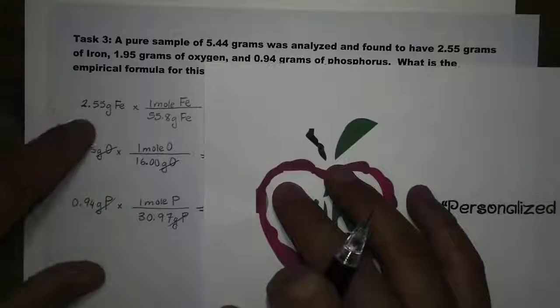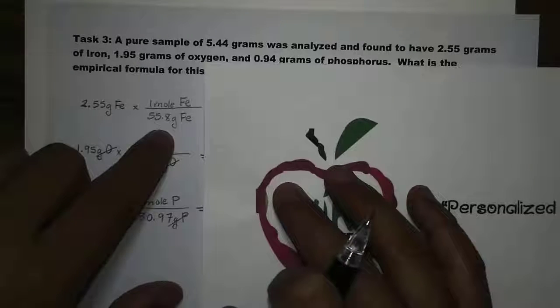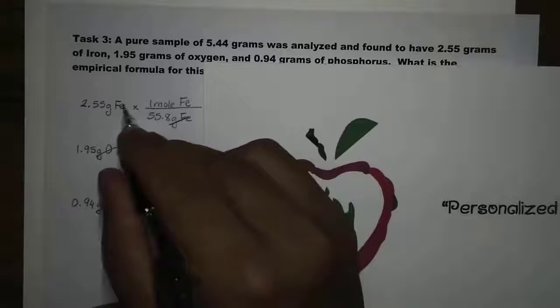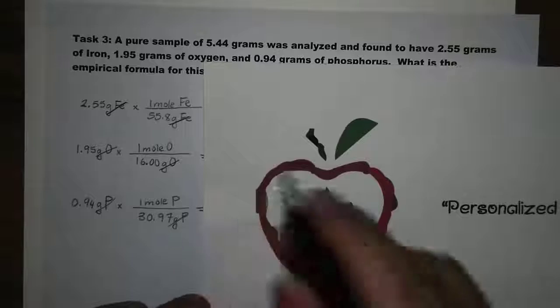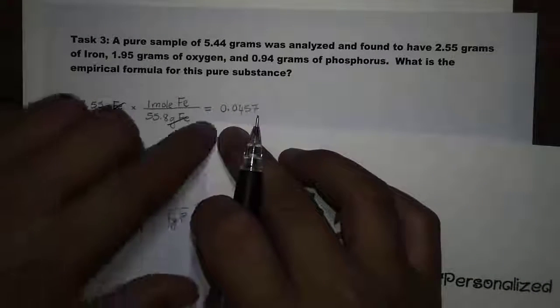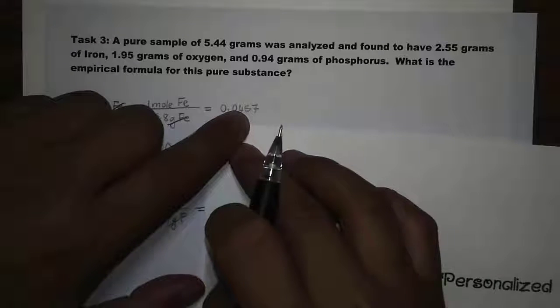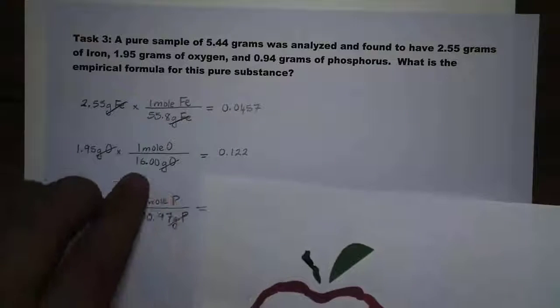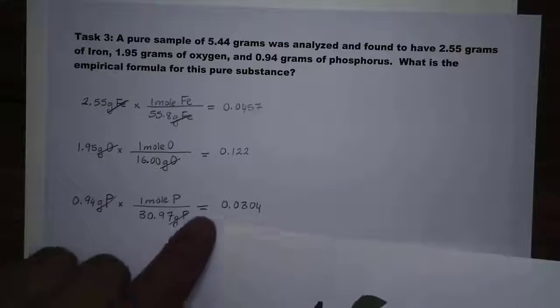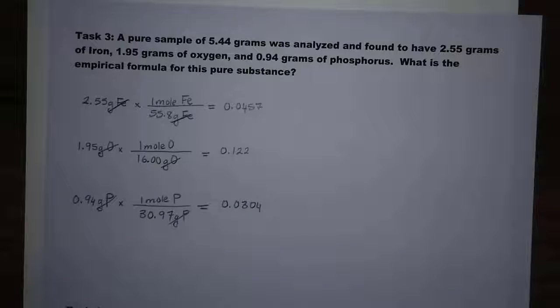And to convert from mass to mole, we just multiply by the molar mass conversion factor. Of course, I have the grams on the bottom to cancel the grams out. And then if we plug this into a calculator, I have 0.0457. And if I do the other one, I have 0.122. And if I do phosphorus, 0.0304.